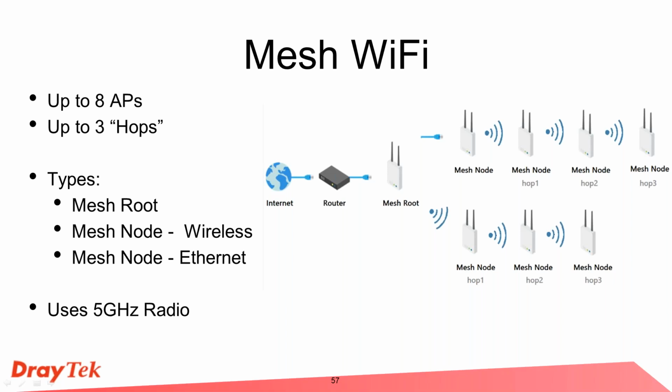Mesh types can be a root mesh, you can have a node, which is a wireless node, or you can have an Ethernet connected mesh as well. And mesh will use the 5 gig frequency to communicate from access point to access point. So the communication between those access points is on a 5 gig. So if you're using 2.4, for example, it doesn't interfere with the mesh communications from access point to access point. That will be using the 5G.